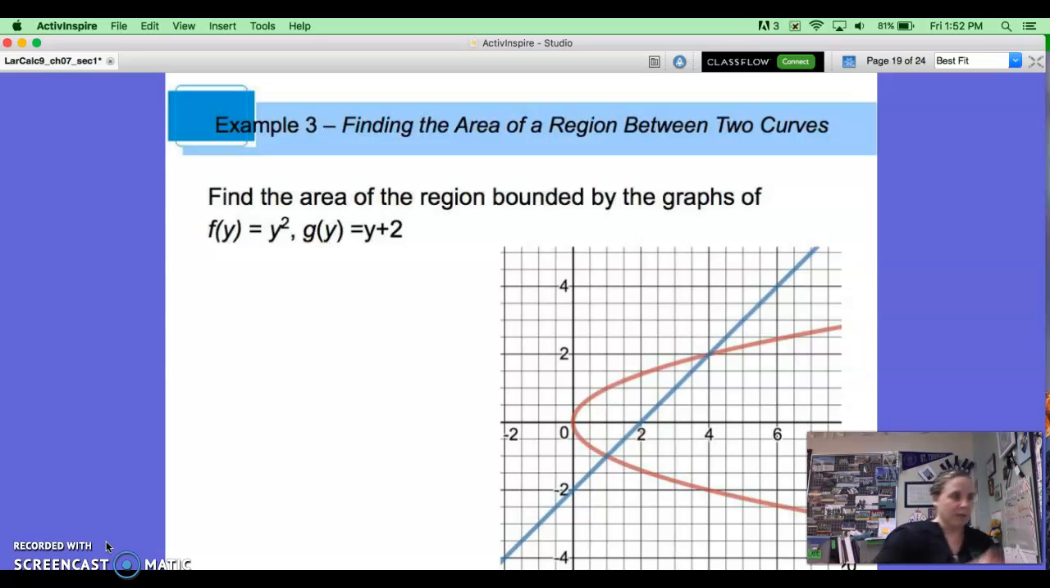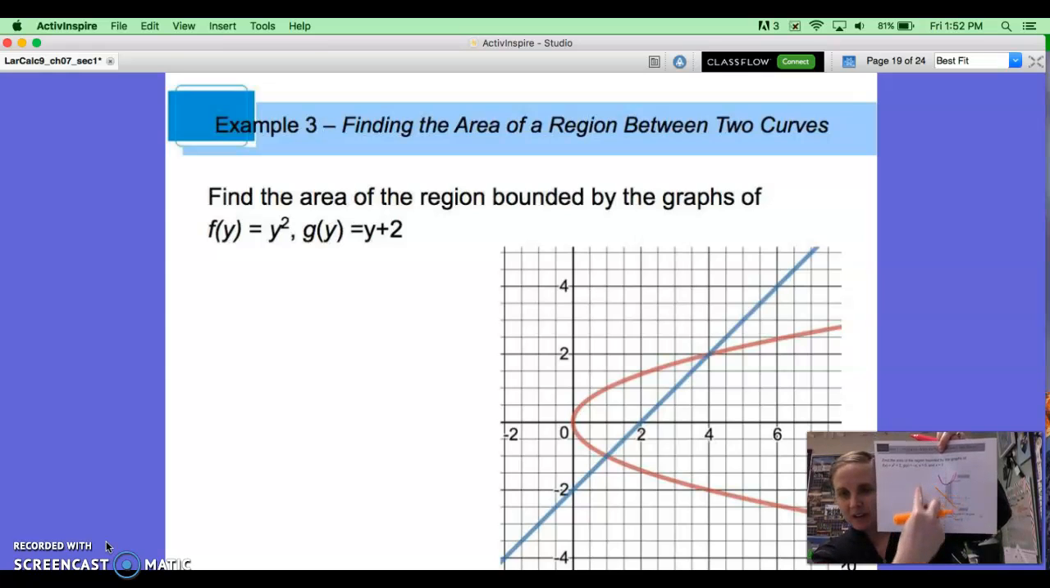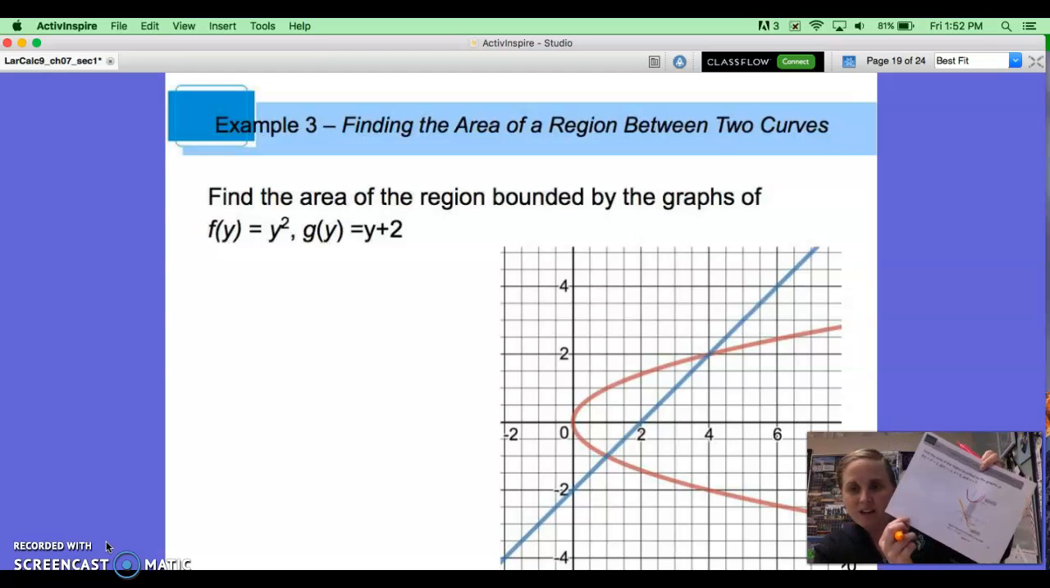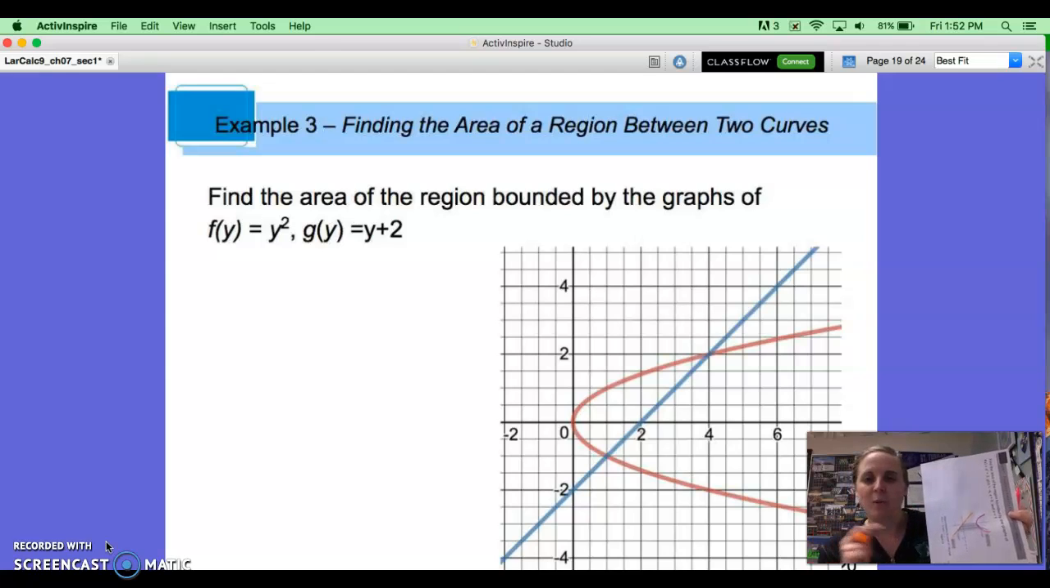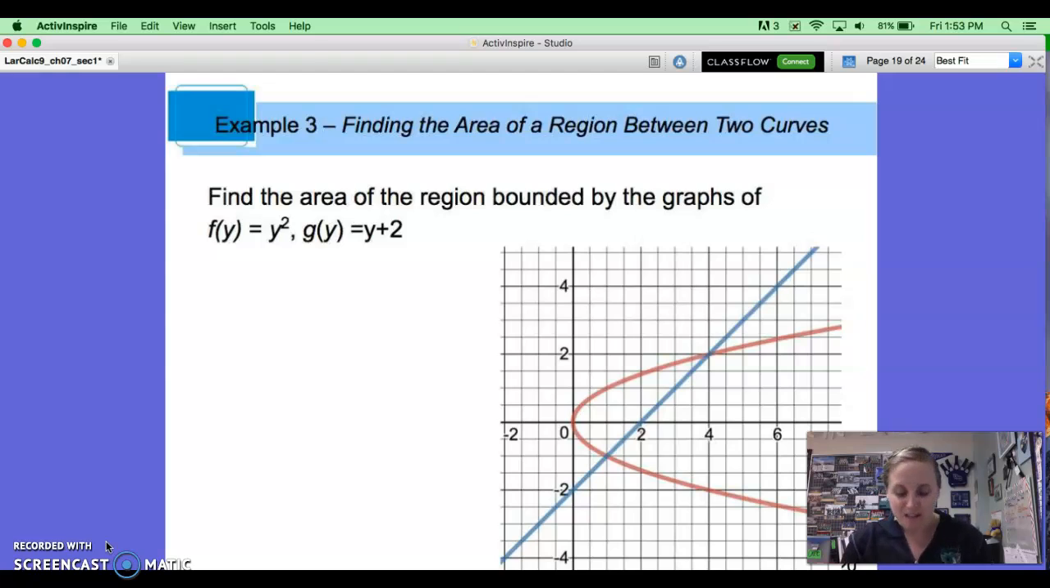In our problem previous, we had the top function pink, the bottom function orange. So with that, we have to think of this as rotated. So the function that's furthest away from the y-axis is the top function, and the function closest to the y-axis is the bottom function. So what we're going to do here is the linear function minus the quadratic function. So we're going to have the integral here of our y plus 2 minus the square of y.